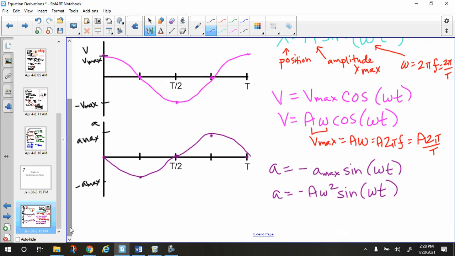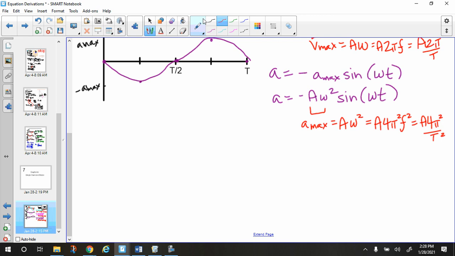So we can see that our coefficient right here is A max, and that's equal to A times omega squared. So that's equal to A times 4 pi squared F squared, frequency squared, or A times 4 pi squared over T squared.